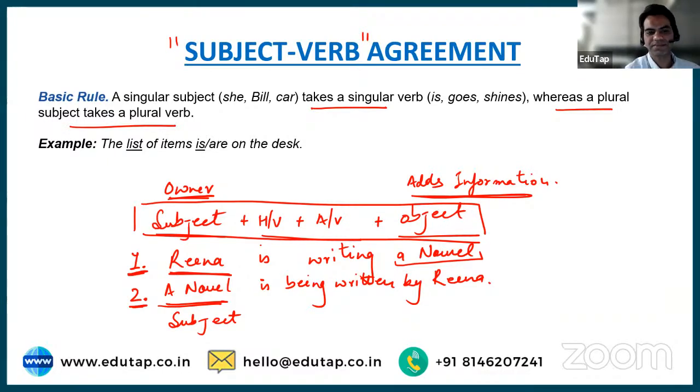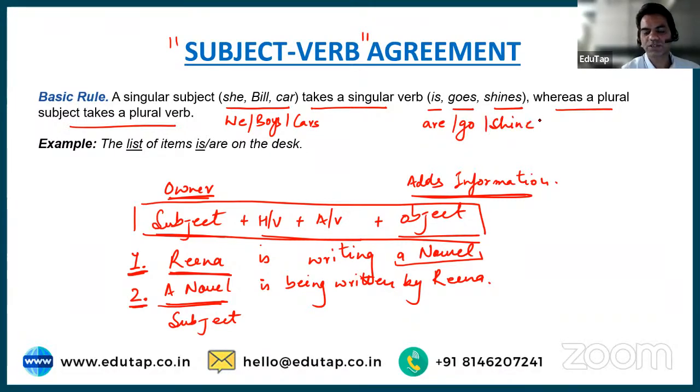For example, he has given some examples. Singular subjects, like she, Bill, or car, will take: she is, Bill goes, or car shines. Whereas plural subjects will take plural verbs. If instead of she, I had written we, then the verb would have been are. If instead of Bill, I had written boys, then it should have been go. And instead of car, if I had written cars, then it would have been shine.